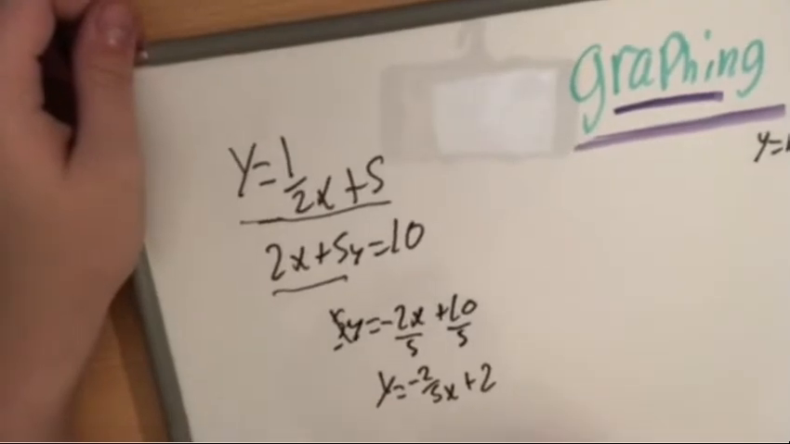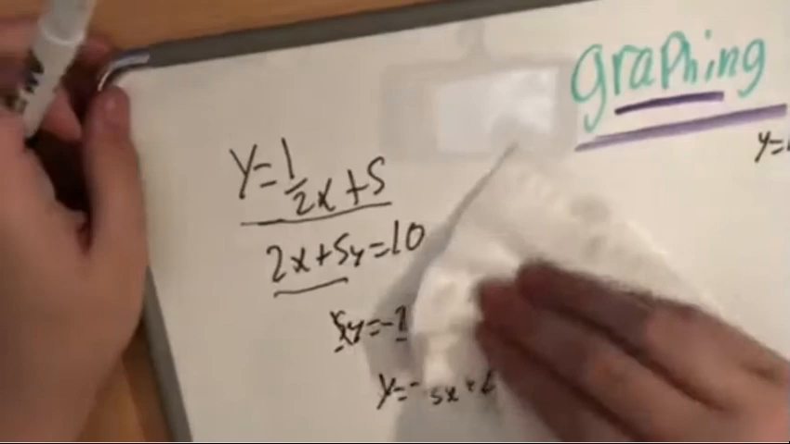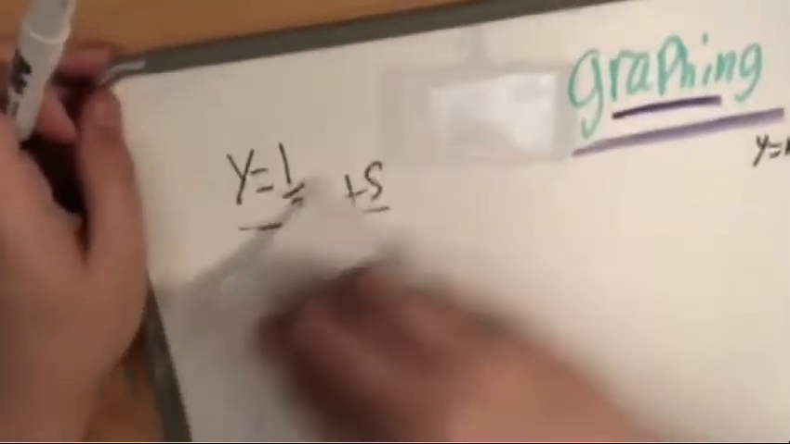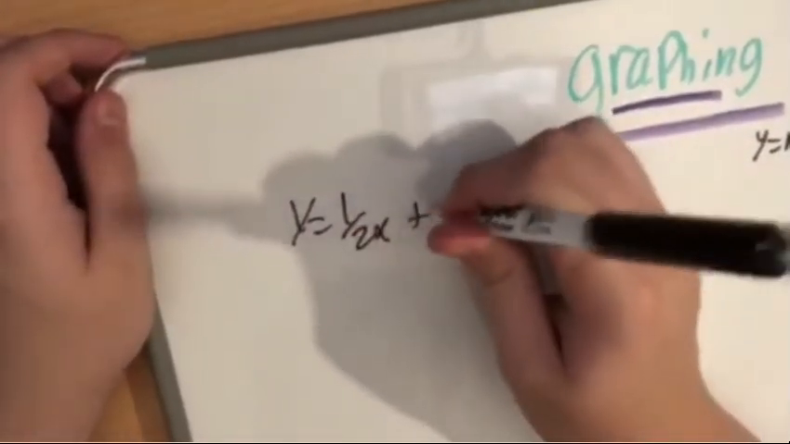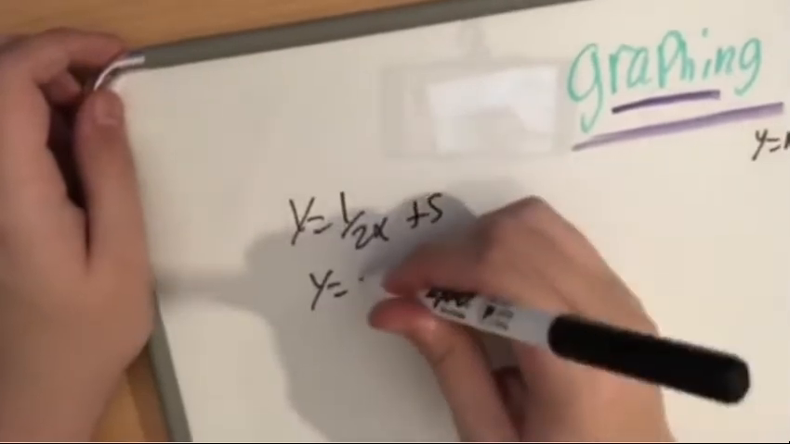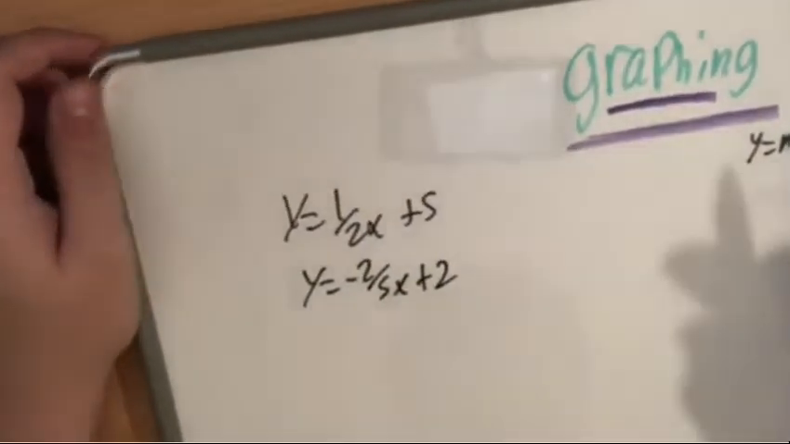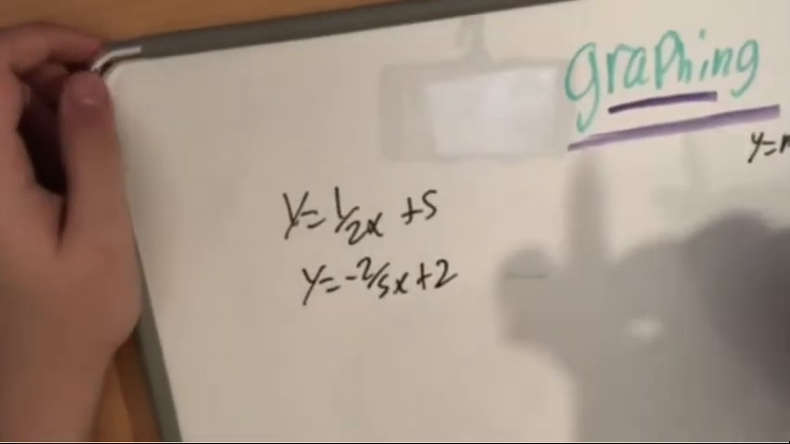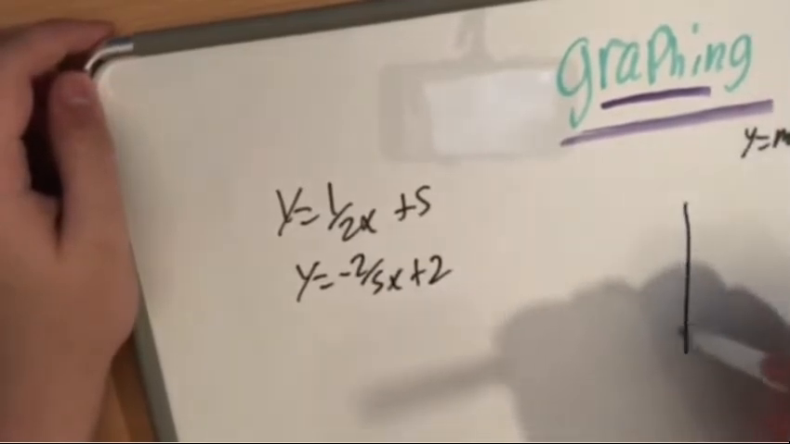So now we have both. We have our first one and our second. So let's erase that and rewrite it. So now we have y equals 1/2 x plus 5 and y equals negative 2 over 5x plus 2. Now, we're not done because we need to graph this problem. So we're going to draw our simple little graph right over here.